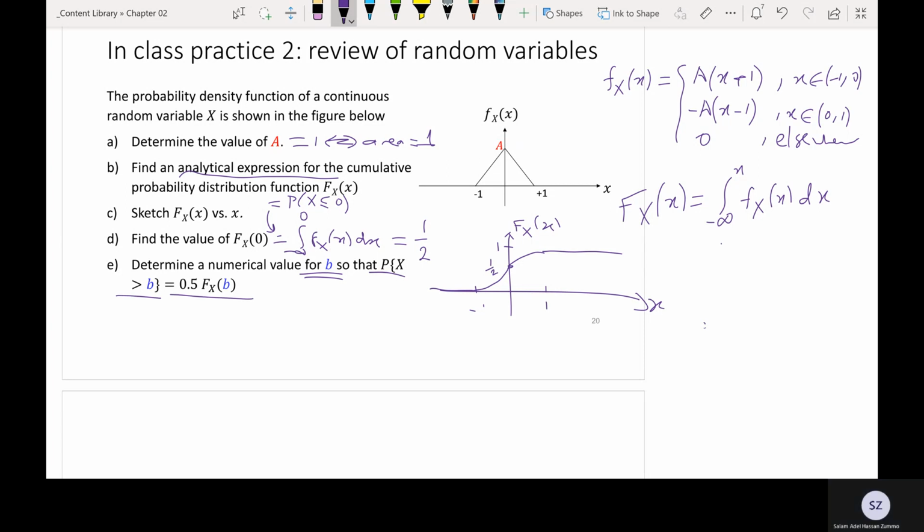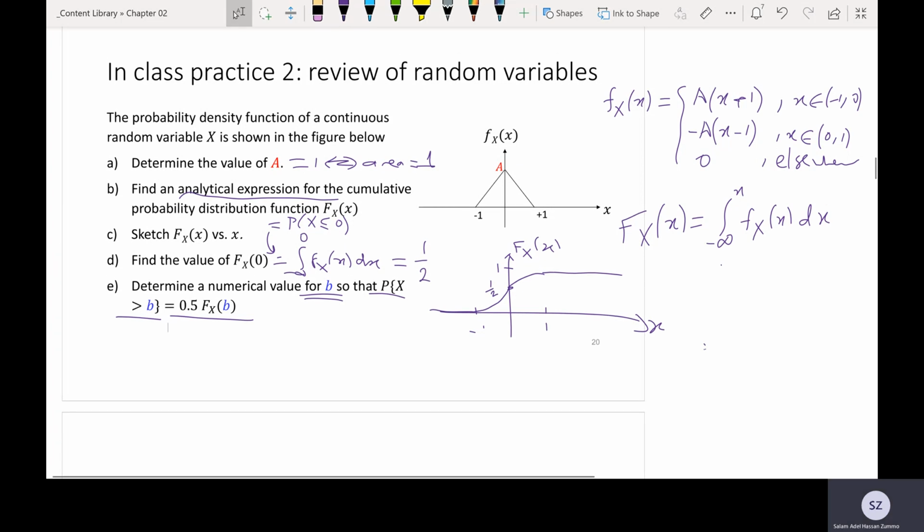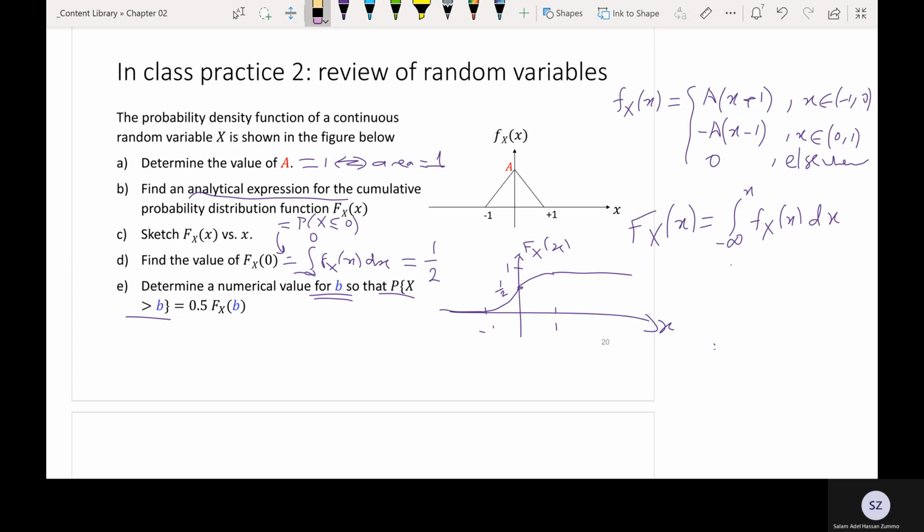How can we do this? I'm asking you about a number b that will ensure that the probability of X exceeding b equals half. What is F_X of b? What is it equal to? Exactly. This is the probability that X is less than or equal to b. So we want b such that the probability that X is larger than b is equal to half the probability that X is less than b. It's a funny question. Can we do this? Yeah.